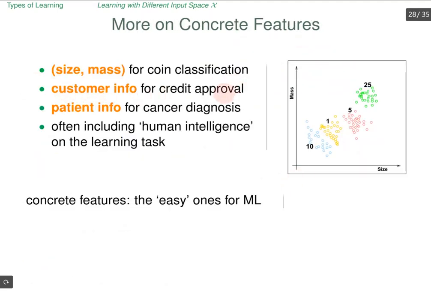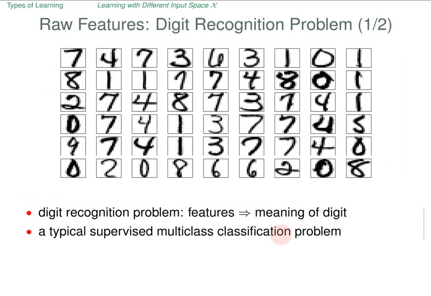Customer info for credit approval, or patient info for cancer diagnosis, often includes human intelligence and learned features. Concrete features, such as height, weight, age, and salary, are easy to work with in machine learning because they are concretely defined and can be associated with some sophisticated physical meaning. To understand the concrete features, we can compare them with raw features.